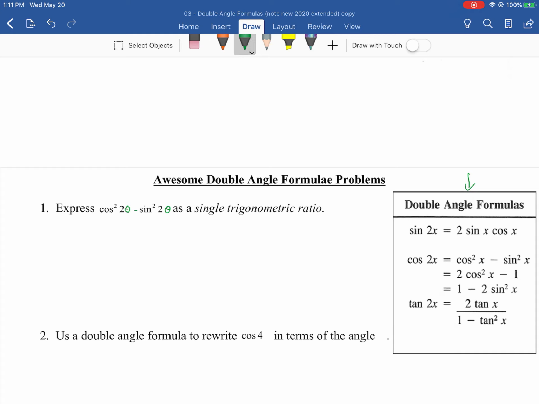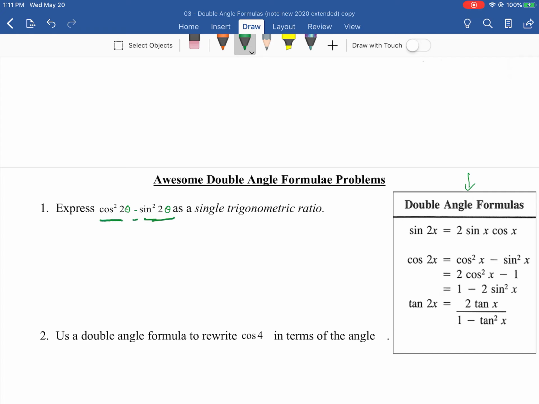What they're talking about is using these double angle formulas right here, which I've now given you, that are all sitting right there. And what they want to do is get this down to one single trig ratio. See, right now it's two different trig ratios. There's coses in there and there's sines in there. They want to get it down to one trig ratio.